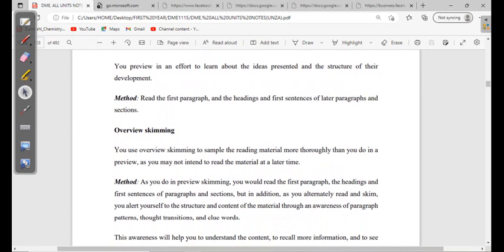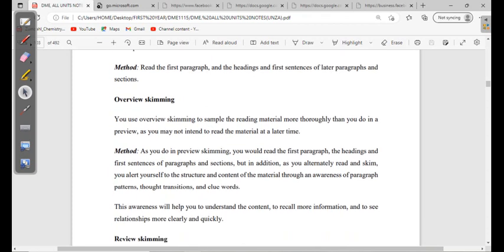So you preview in an effort to learn about the ideas presented and the structure of their development. So the ideas which are presented, you want to learn more about them. Why are they presented in that manner? What has been presented? So the same idea just presented, you get to preview, so you get to understand more. For example, you just know this book, so you want to find out more. Why this book? Why these ideas? So that you get to use preview reading.